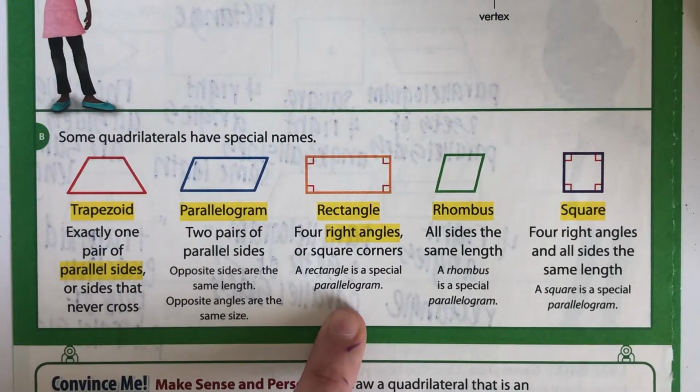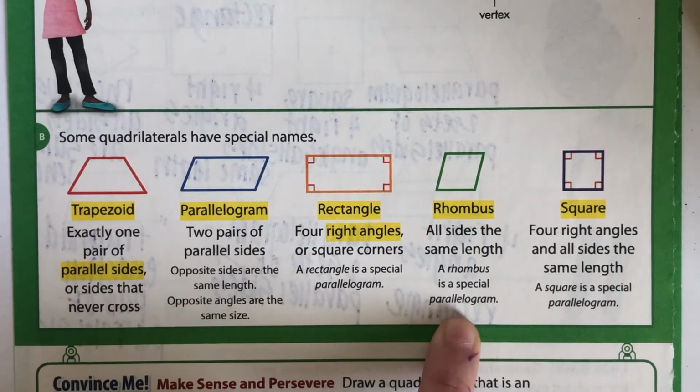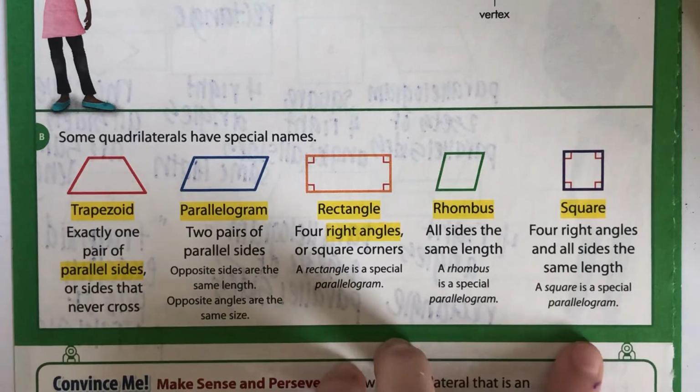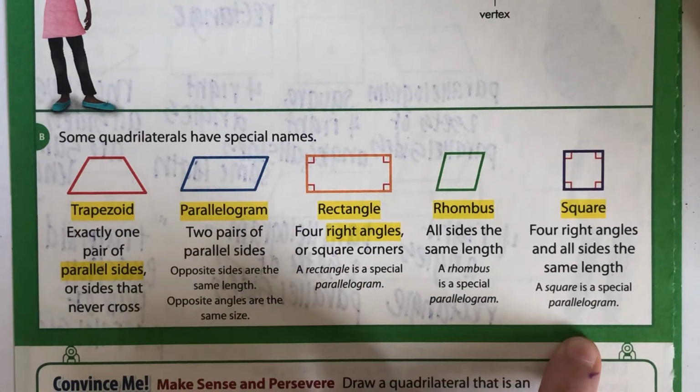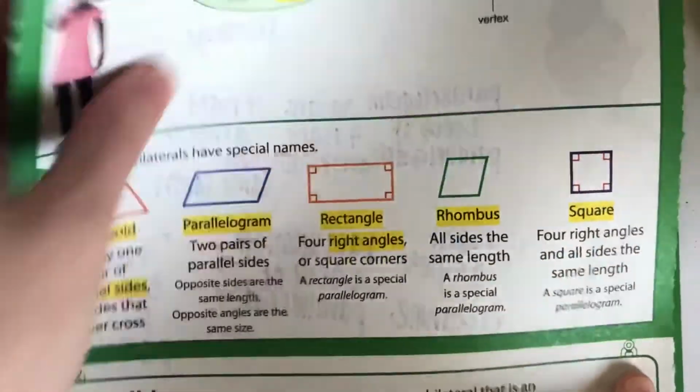Rectangle, 4 right angles or square corners. A rectangle is a special parallelogram. Rhombus, all sides the same length. A rhombus is a special parallelogram. Square, 4 right angles and all sides the same length. A square is a special parallelogram again.